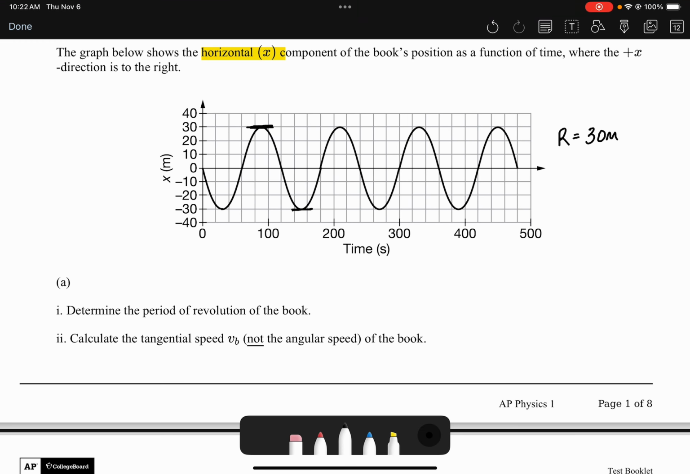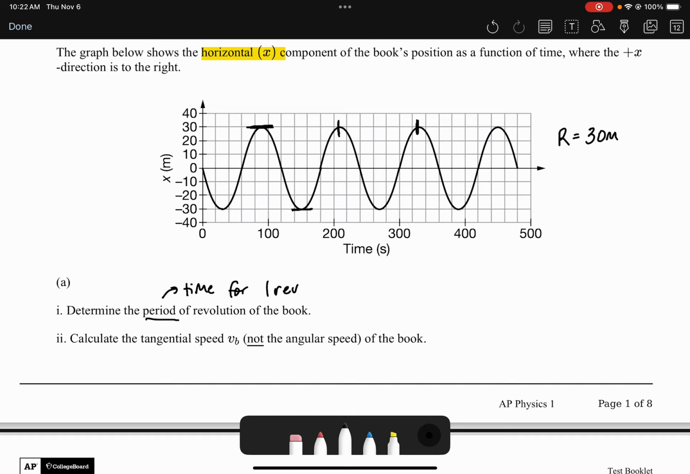Part A says determine the period of revolution of the book. So period is the time for one revolution. Well, one revolution is going to go from the top of one crest to the top of another crest. Always make sure that you're measuring from top to top or bottom to bottom, not center to center, because one center to the next center is only half of the revolution.